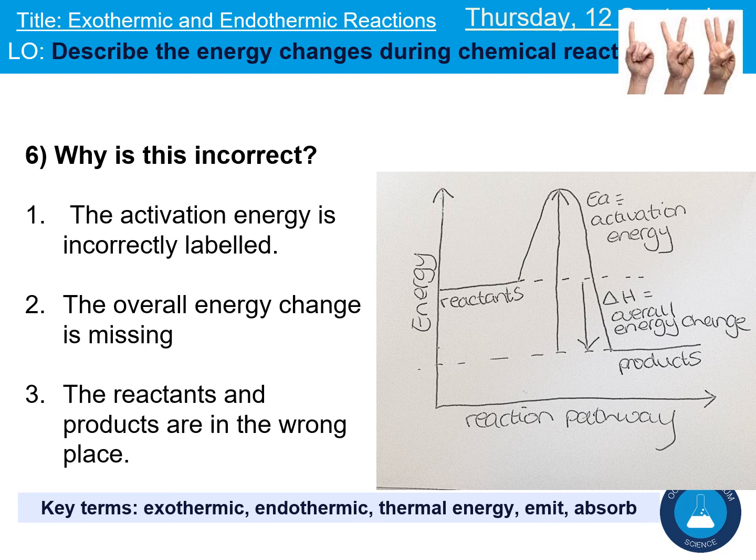Number 6, why is this reaction profile incorrect? Pause the video and write down your answer 1, 2 or 3. Okay, let's see if you spotted the incorrect part of this diagram. So, the answer is number 1. The activation energy is not labelled correctly, and this is because the activation energy should start from the top of the reactants up to the peak of the reaction profile curve. And in this diagram, it starts from the products, which is a really common mistake to make.